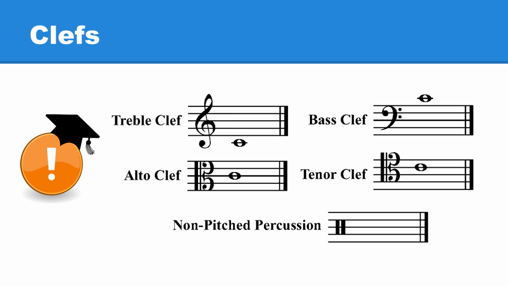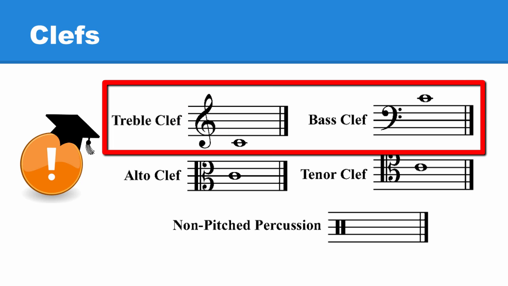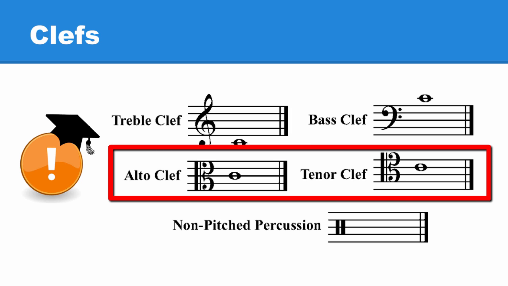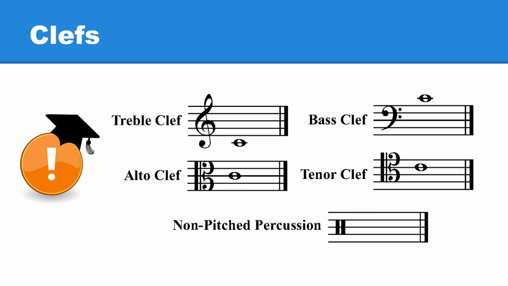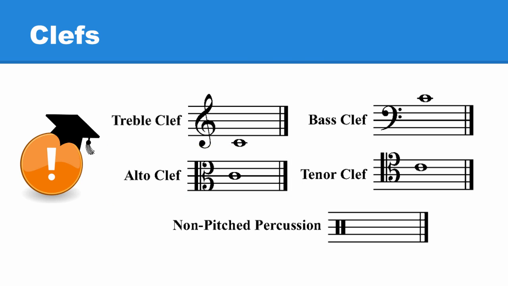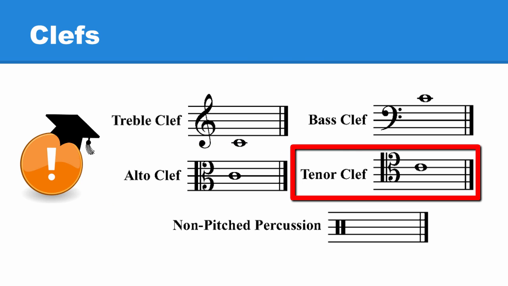Clefs. The most commonly used clefs are the treble and bass clefs. Also shown here are the alto and tenor clefs. If you play the viola, the alto clef will look very familiar, as the viola uses the alto clef almost exclusively. If you played the cello, bassoon, or trombone, you may have seen the tenor clef already.